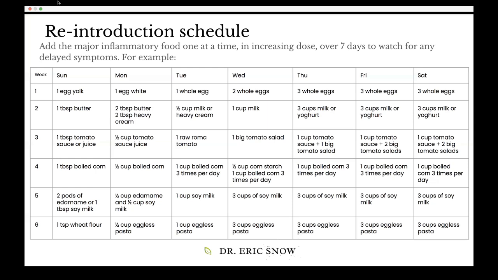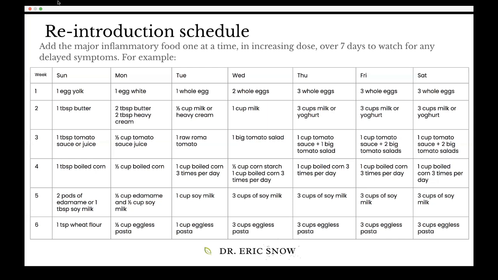So with this sample schedule, you'll see week 1. So over the left column, there's the week 1 and then each day of the week, how you should incrementally increase. So the first day of week 1, you'll do 1 egg yolk. And then the next day, you'll do 1 egg white. So again, that way we can differentiate if it's the egg yolk or the egg white that's giving you a problem. Although there are delayed reactions.